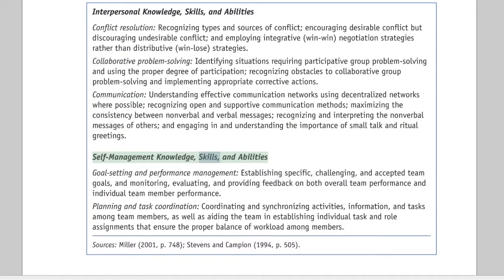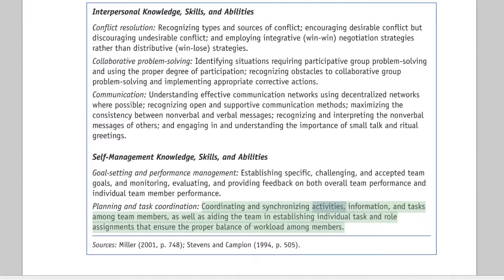Self-management knowledge, skills, and abilities. Goal setting and performance management. Establishing specific, challenging, and accepted team goals, and monitoring, evaluating, and providing feedback on both overall team performance and individual team member performance. Planning and task coordination.